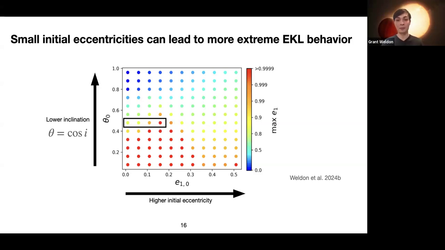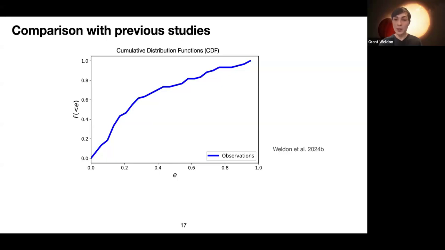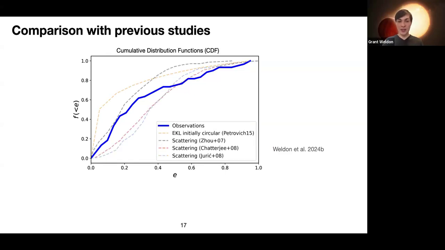by planet-planet scattering. Here I'm going to compare our work with some previous studies to model the giant planet eccentricity distribution. I'm showing the cumulative distribution function. And so here's the cumulative distribution function of the observed sample. So there's this peak at low eccentricities and a tail out to high eccentricities. Here's the result from the previous study that looked at EKL with initially circular orbits. Remember, too many planets stay on circular orbits. Here are some results from scattering.